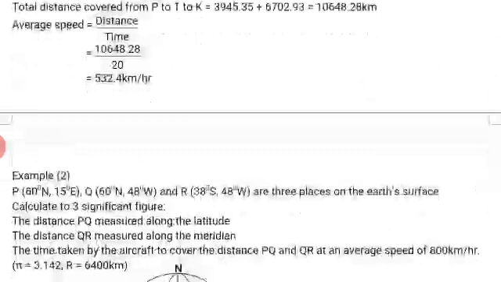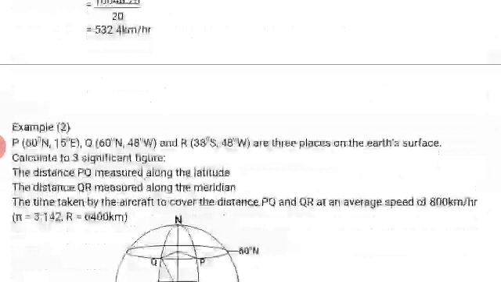Example 2. We have 3 places on the earth's surface, points P, Q, and R. They are defined by their latitude and longitude. Point P is 60 degrees north, 15 degrees east. Point Q is 60 degrees north, 48 degrees west, and point R is 38 degrees south, 48 degrees west. Calculate to 3 significant figures: 1, the distance PQ measured along the latitude; 2, the distance QR measured along the meridian; and 3, the time taken by the aircraft to cover the distance PQ and QR at an average speed of 800 km per hour. Pi equals 3.142, and the radius of the earth is given as 6,400 km.